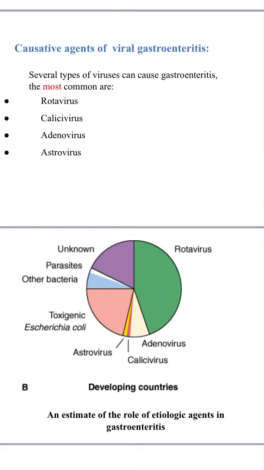We can demonstrate that rotavirus is the most common causative agent of gastroenteritis in general, and it can cause more cases than other types of pathogens such as bacteria or parasites. Also, it is the most common causative agent among the viruses. It can cause several hundred more cases of viral gastroenteritis than adenoviruses, caliciviruses, and astroviruses.